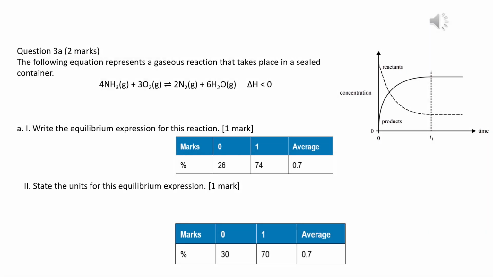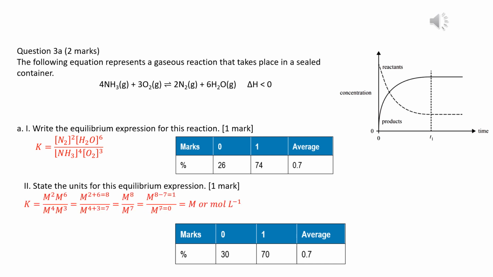When we write the equilibrium expression, the concentration of products is over that of reactants. The concentration in the equilibrium expression is expressed as molarity, such as M or mole/L. Using unit analysis, we can calculate the units for the equilibrium expression.